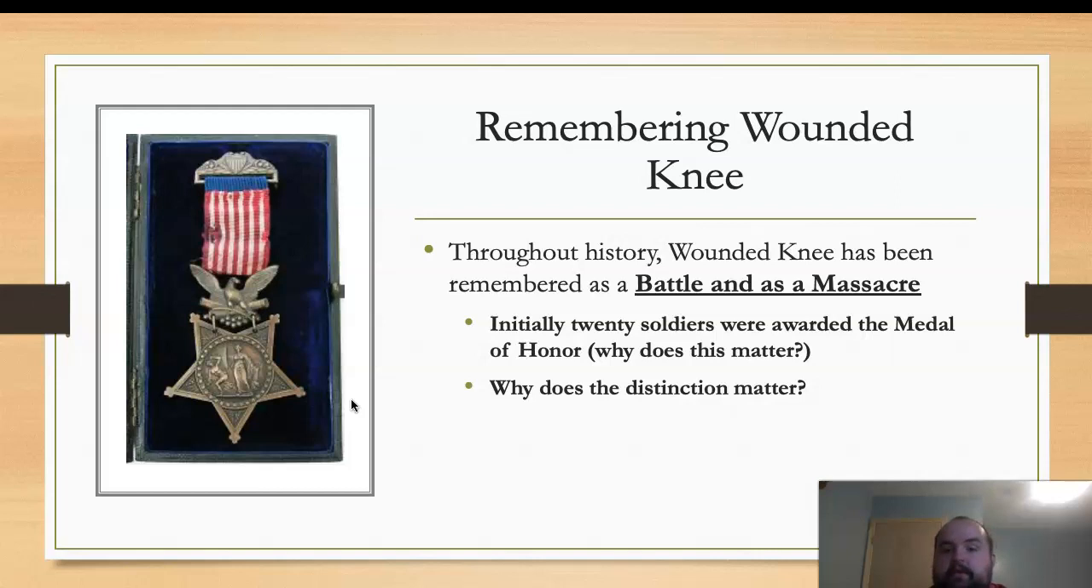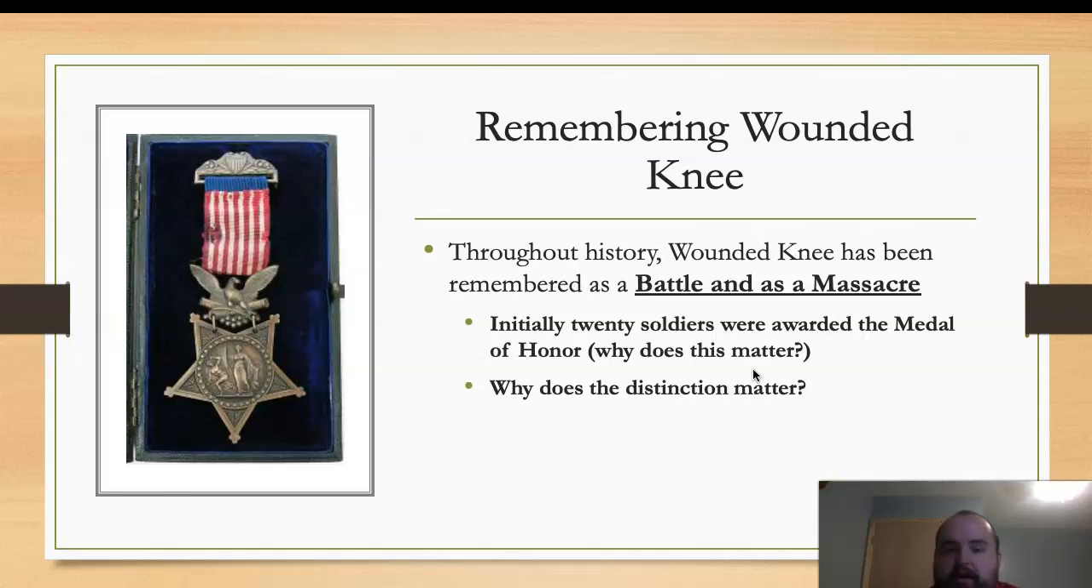Speaking of which, throughout history, Wounded Knee has alternated between being remembered as a battle or a massacre. Actually, 20 soldiers who were present at the conflict were awarded the Congressional Medal of Honor. For those of you who don't know, the Congressional Medal of Honor is the highest military award any American serviceman can receive. So, this is again another important distinction. Why does it matter whether we remember Wounded Knee as a battle or as a massacre?